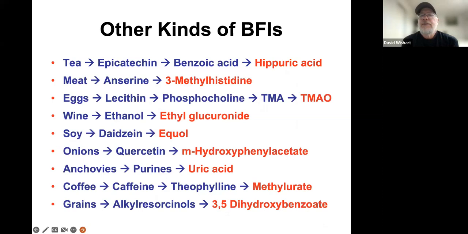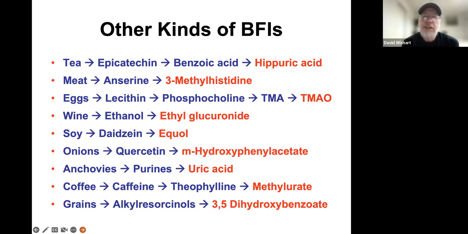There are other kinds of BFIs. Some are more specific, some are less specific. So typically if people drink tea or coffee, that's one of the main sources of uric acid, which is found in the urine. Meat, methylhistidine, red meat, I think it's 3-methylhistidine. Eggs and other lecithin-containing products will produce trimethylamine oxide. Wine or beer, ethyl glucuronide, soy, equol. Onions will produce hydroxyphenyl acetate, and so on.